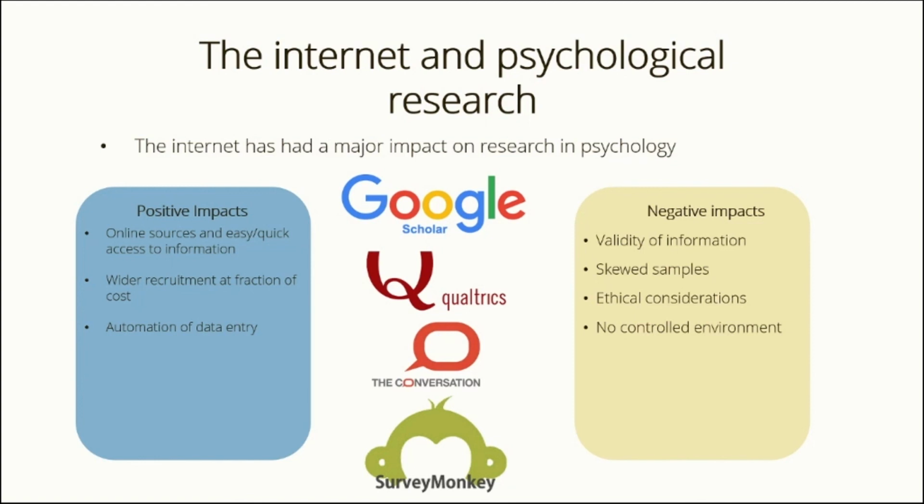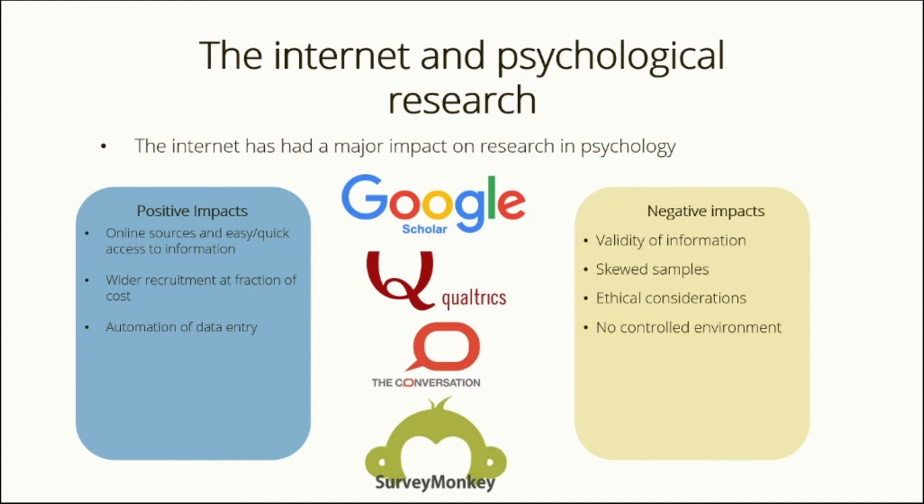Some positive impacts though is that online sources are quick and easy. We have good access to information now. Very easy to look up literature, things like Google Scholar for the general public as well. We can recruit wider. So if we're looking at survey research, it's much easier now to recruit using things like Qualtrics or SurveyMonkey. You can get a wide range of people participating. It also makes data entry so much easier. It's automatic. You can just export straight into whatever statistical program you want to use.